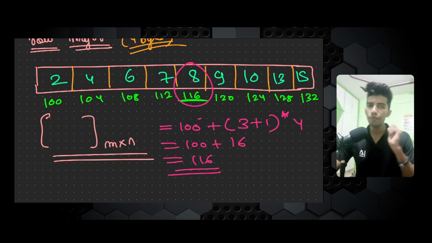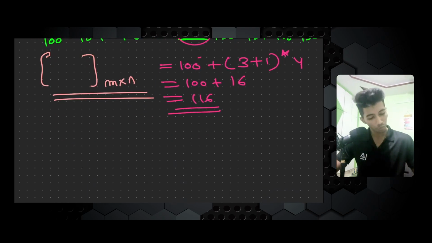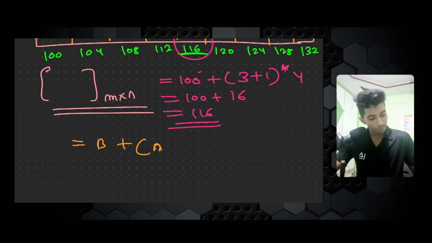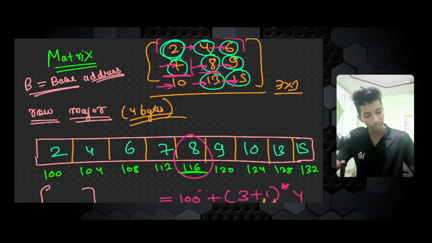Now if we generalize this with a formula, how will it look? When we generalize it, 100 will be my base, this is my I, and 3 is my n. Then n plus what will I sum? What is this 1 here? Take your time and try to find what this 1 is.